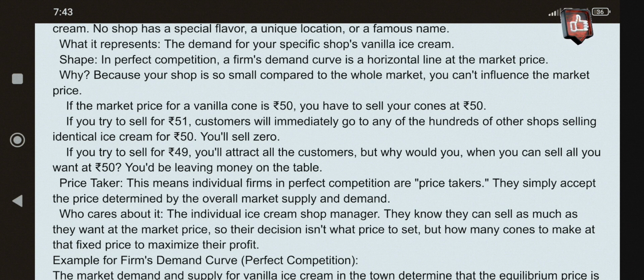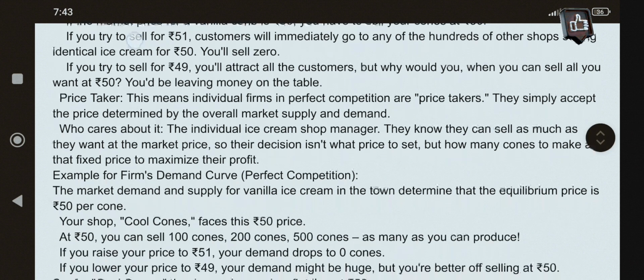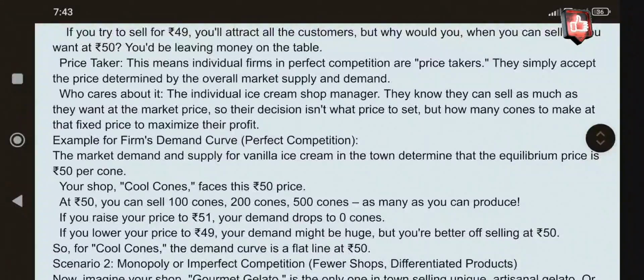Price taker. This means individual firms in perfect competition are price takers. They simply accept the price determined by the overall market supply and demand. Who cares about it? The individual ice cream shop manager. They know they can sell as much as they want at the market price, so their decision isn't what price to set, but how many cones to make at that fixed price to maximize their profit.